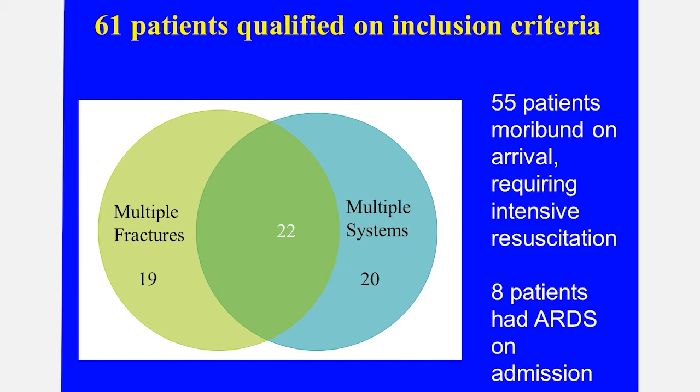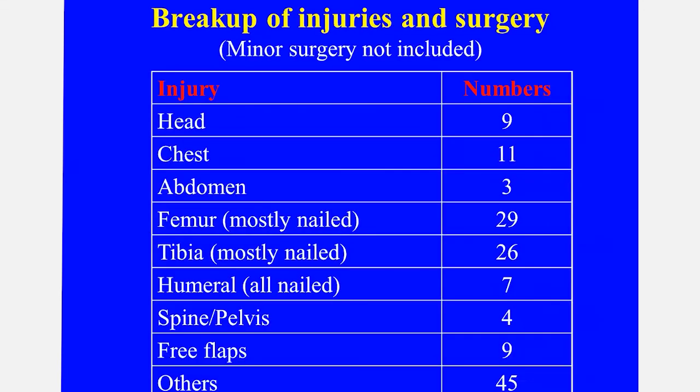And out of these 61 patients, 55 were moribund on arriving. Remember, they came 24 hours after they were injured, having received little treatment in the periphery. And 8 of them had ARDS right on admission. So you can see the ARDS process had already started, and they had various types of surgery, major surgery, most of them, and a lot of minor surgery.